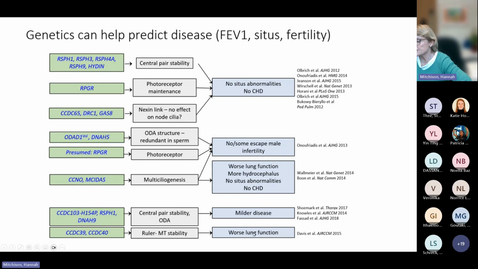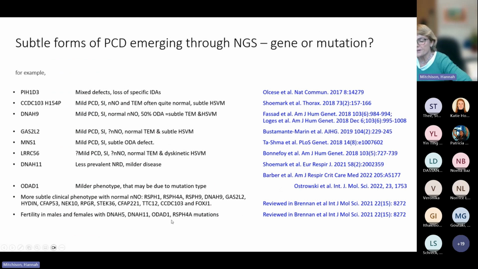And CCDC39 famously has the worst lung function. I feel like I can't go through all these. These are some examples of milder and subtle forms. And I do refer you to a really great review from Brennan et al. that came out not so long ago, 2021, with very nice geno-pheno correlations.